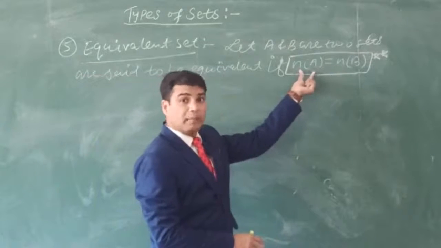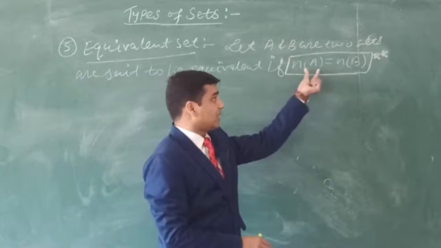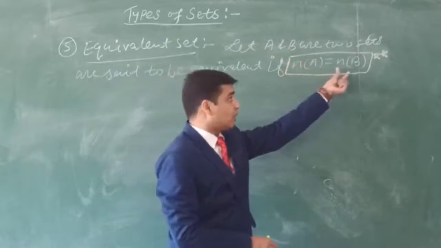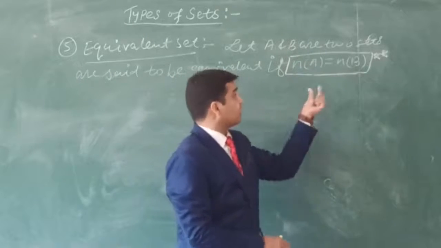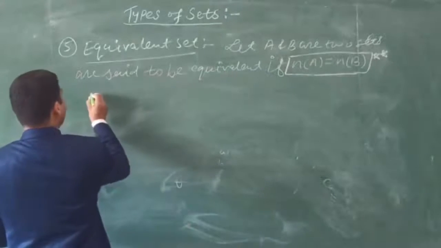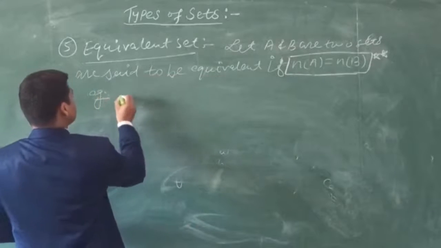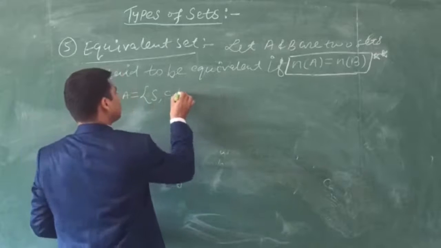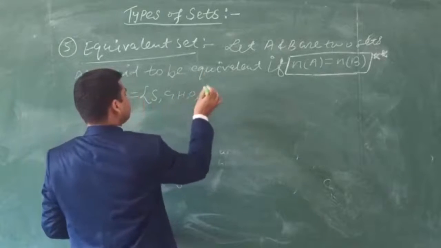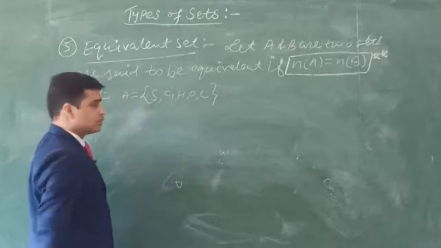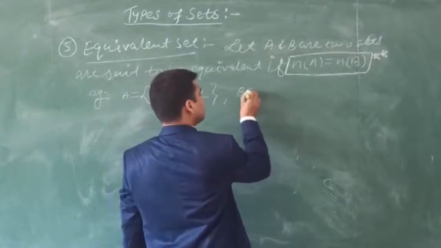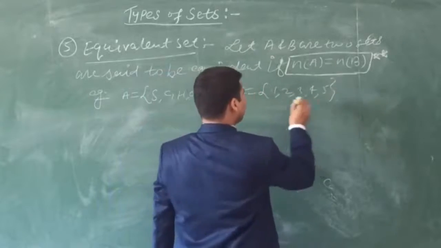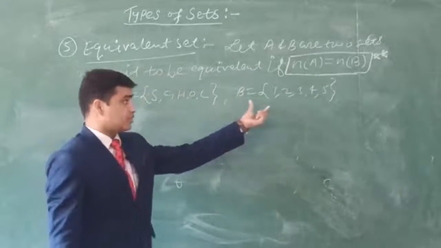What is the meaning of n(A)? Number of elements. This is called cardinal number in set A, cardinal number in set B. Means number of elements in set A equals number of elements in set B. Then we can say this is an equivalent set. For example, I am taking here suppose set A is there, okay, and these are the elements of set A. Okay, and I am taking here set B, 1, 2, 3, 4 and 5. These are the elements of set B.